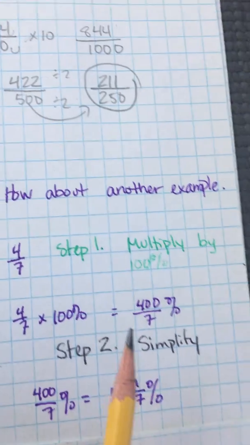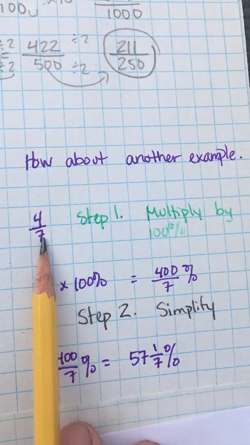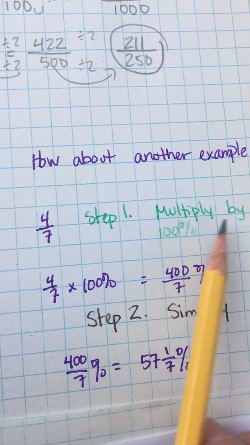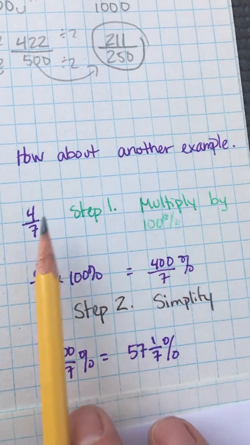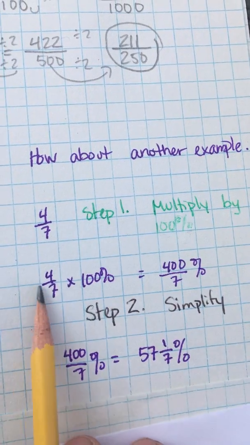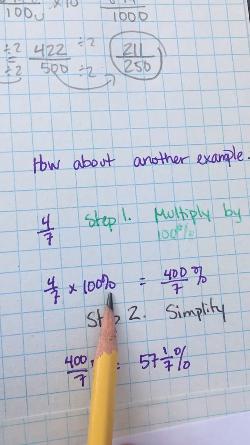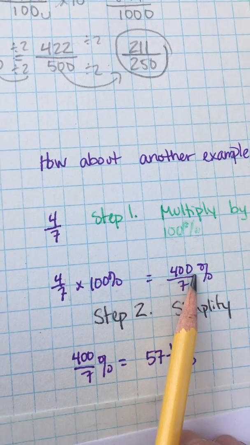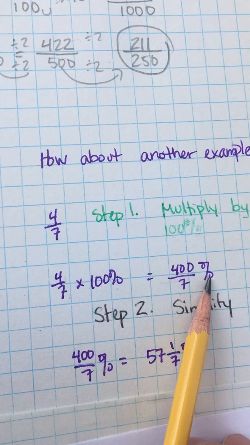Let's try another one. Okay, let's say we have 4/7. Remember, step 1 is multiply by 100%. So that's how we're just taking the fraction to make it a percent out of 100. So 4/7 times 100%. And we would get 400 over 7%.